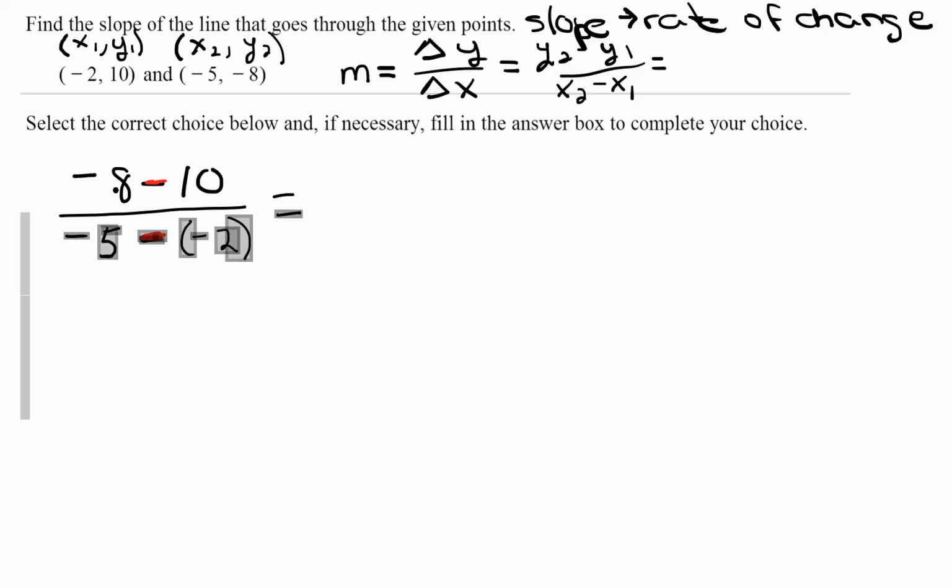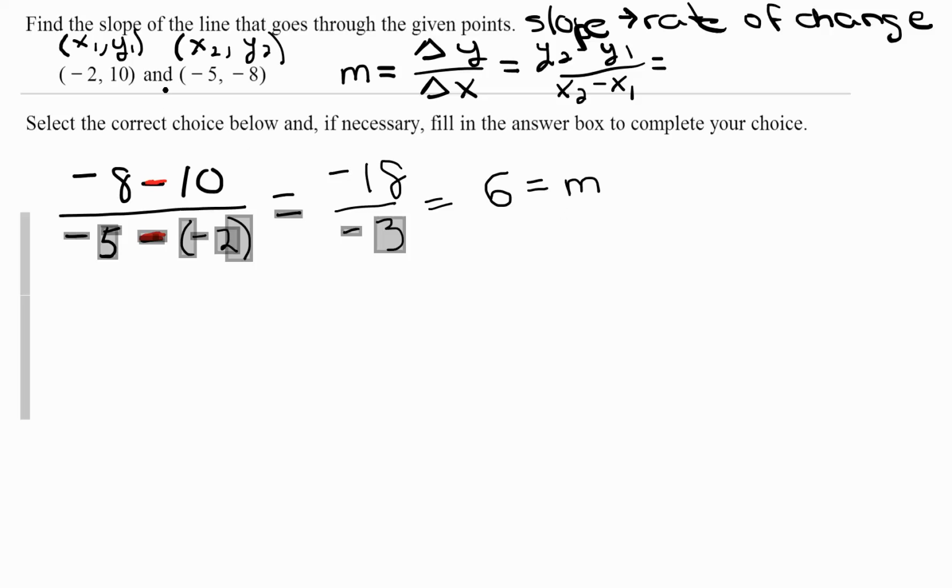So now we take -8 minus 10, which is -18, and -5 minus -2 is the same as -5 plus 2, which is -3. Now we're going to simplify. -18 divided by -3: the negative over negative becomes a positive, and 18 divided by 3 is 6. So it turns out the slope of the line that passes through these 2 points is 6.